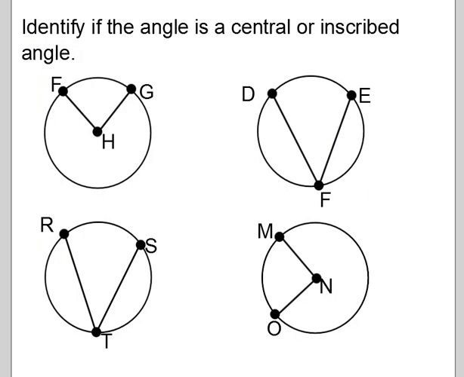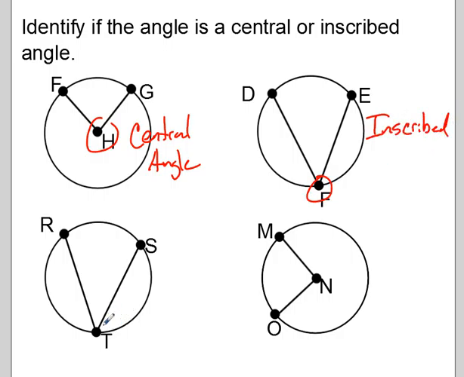Real quickly, let's run through a few examples, deciding whether we're looking at a central angle or an inscribed angle. In number 1, I see that FHG comes to the center of the circle, so this is a central angle. In the second example, DFE touches the edge of the circle, so this one is inscribed.